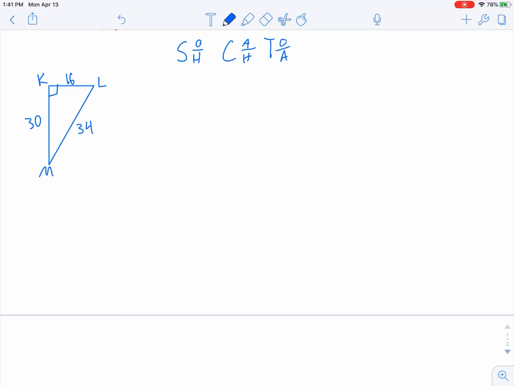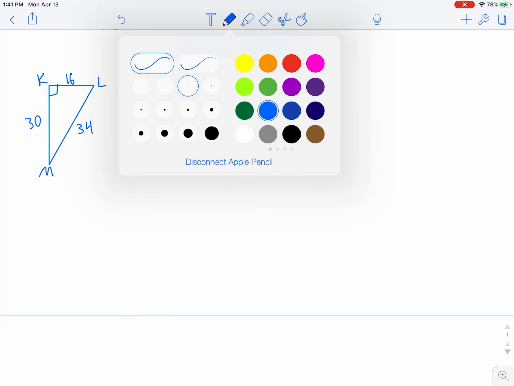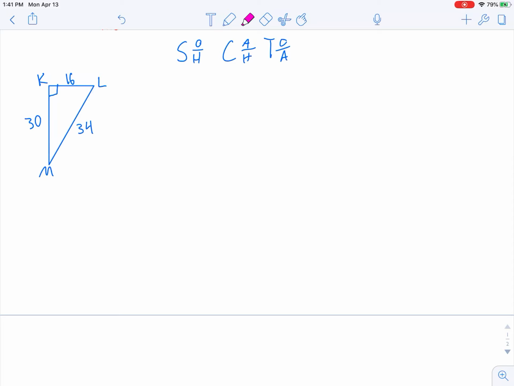Okay, so in our questions, I want to focus on figuring out the ratios with respect to side L, or sorry, angle L. Okay, so that's where I'm going to start putting my theta. All right, and I want to do the cosine and the sine of L. All right, so cosine of L and the sine of L equals what ratio?